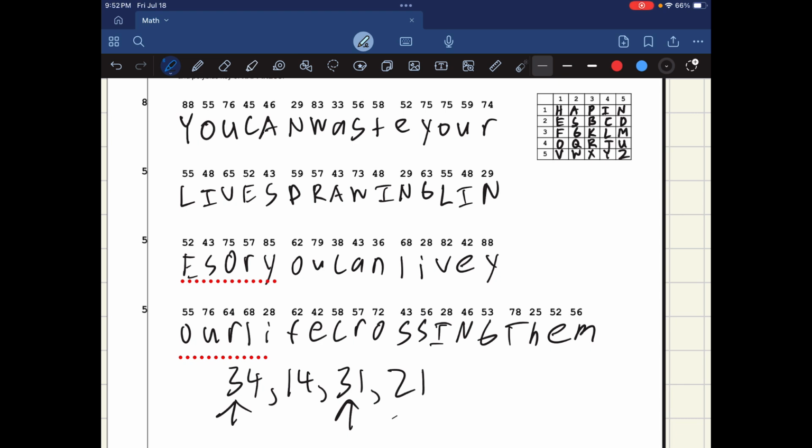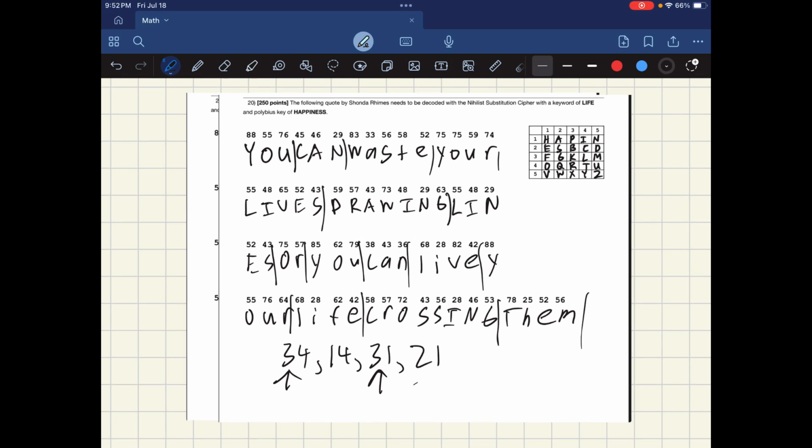Okay, yes, so that looks right. So now we solved the cipher, and just like we did in the last question, we should always divide our words. So this gives, you can waste your lives drawing lines, or you can live your life crossing them. So that is the answer to this Nihilist cipher.